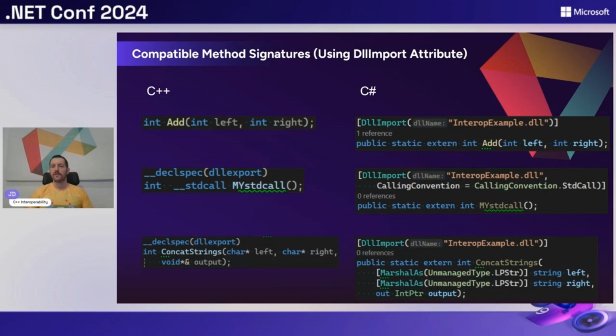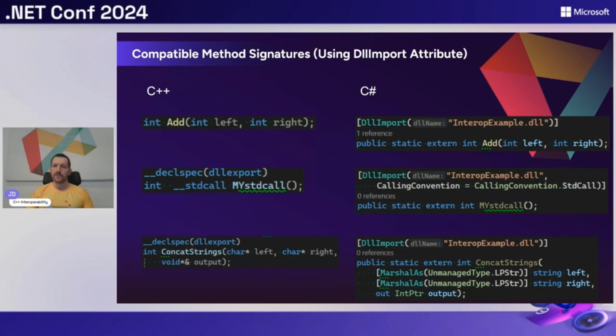And for the third example, we can see how we might pass some strings over to a native method and retrieve a result of their concatenation. Note that we can't just return a string from C++ back to .NET. And we'll go over this a little bit more later.